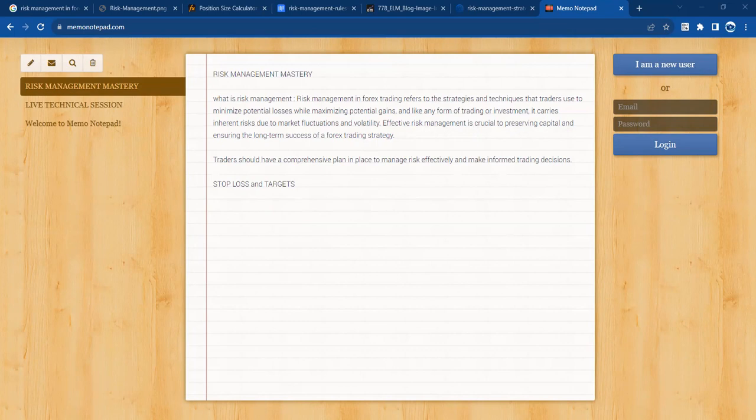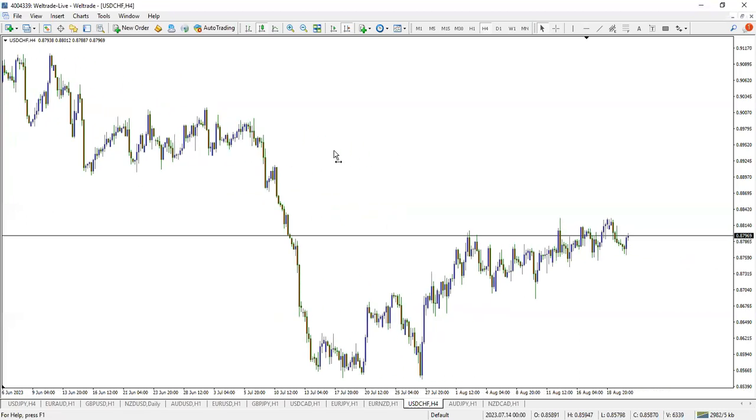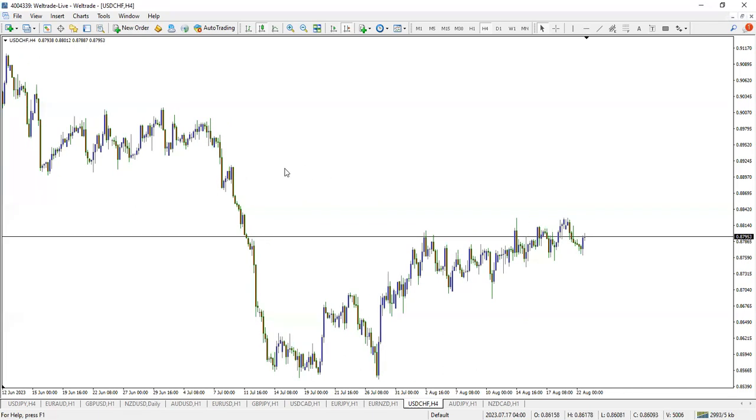So anytime you're in the market, you are trading, you should not trade without stop loss. Stop loss and target. These are two things you should have planned out before you get into a trade. Before you click on buy or you click on sell, you should have your stop loss level, your target level in mind. That is very important.